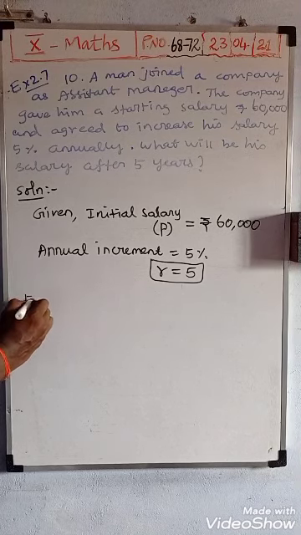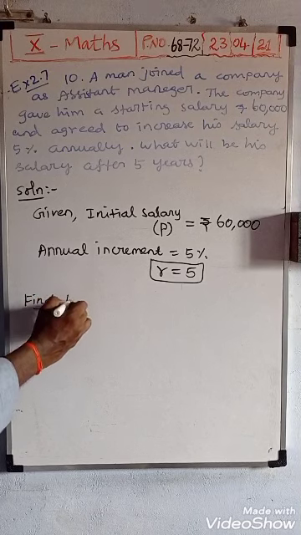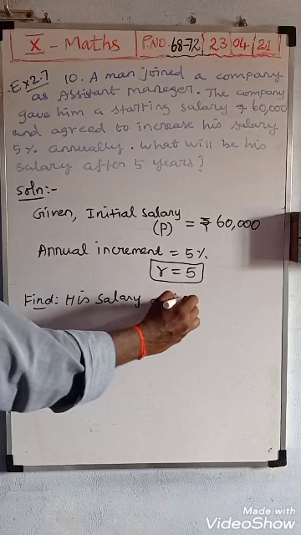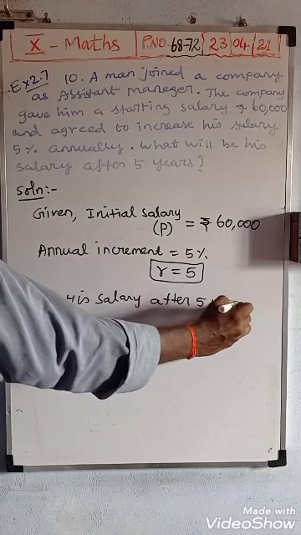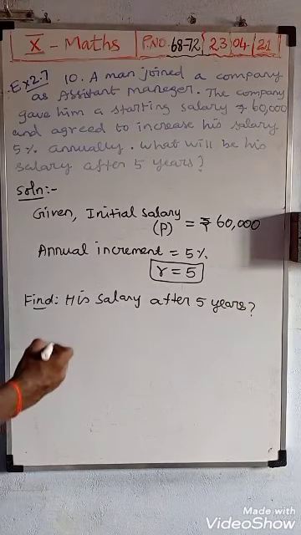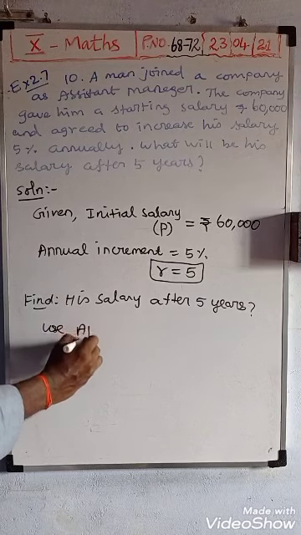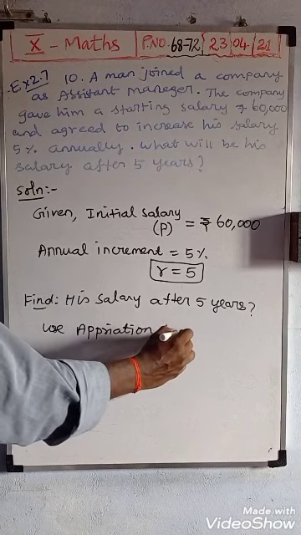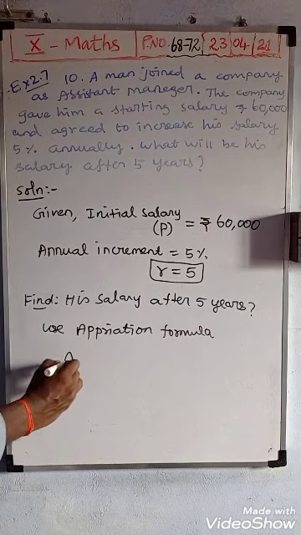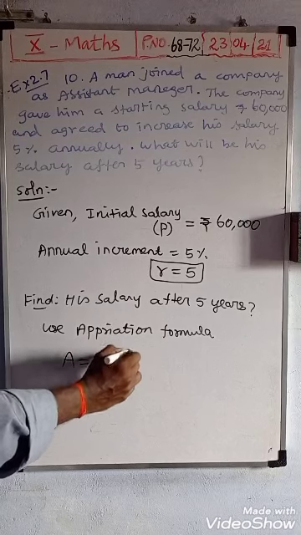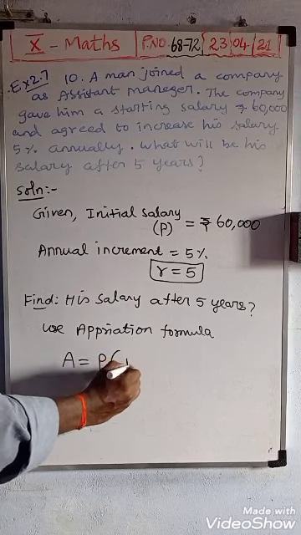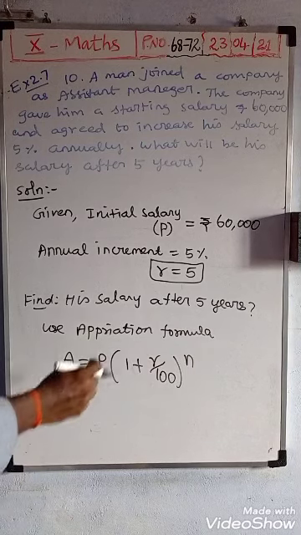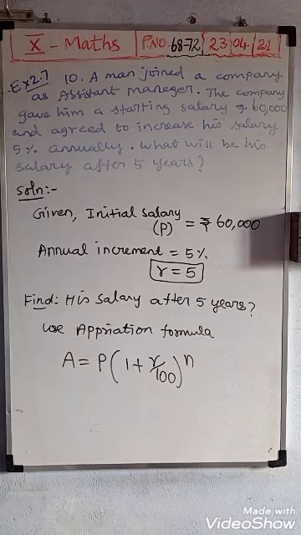The question asked is to find his salary after 5 years. Then use the appreciation formula. What is that? A is equal to, amount is equal to P of 1 plus R by 100 whole to the power n. If it were depreciation, here in between you would use minus.